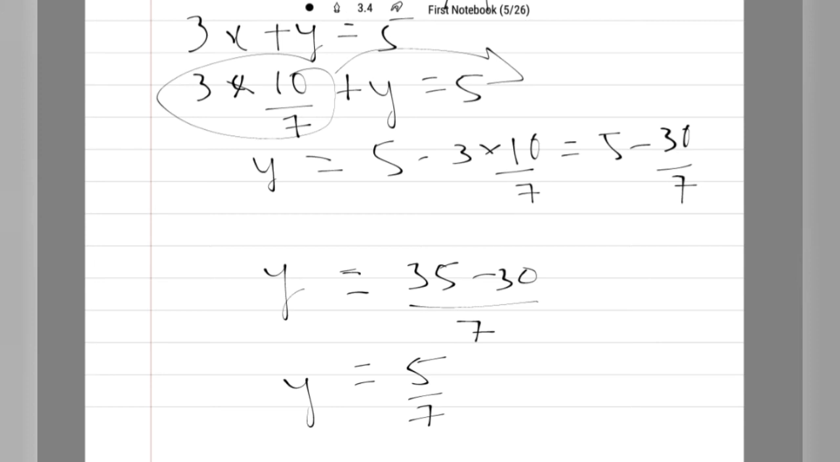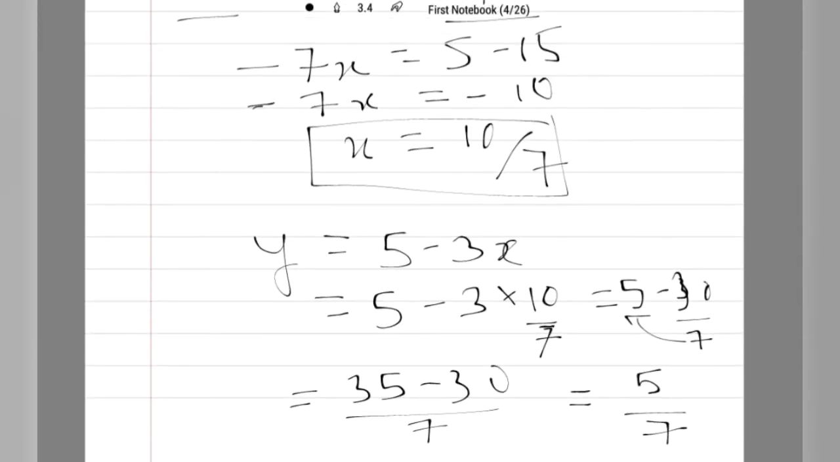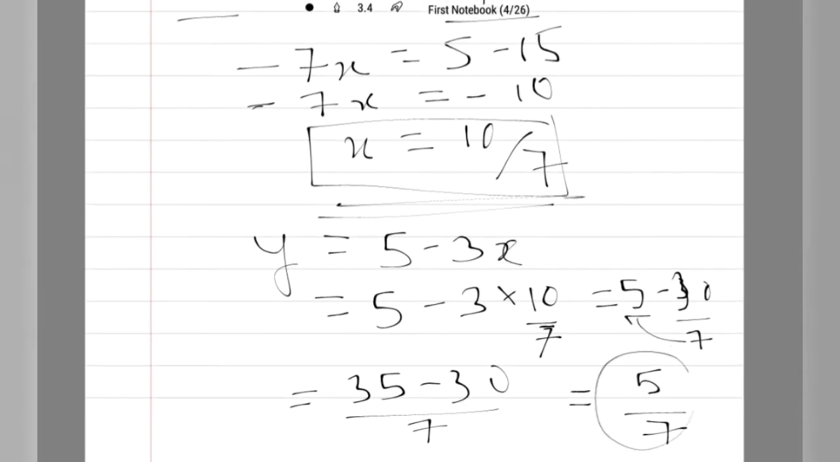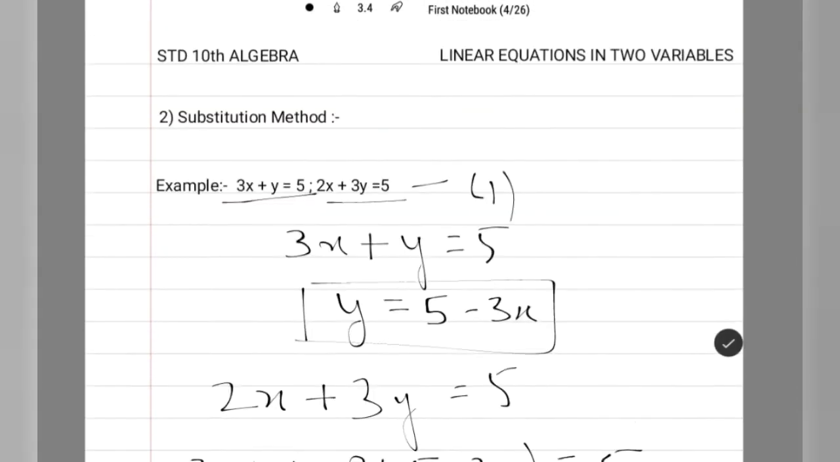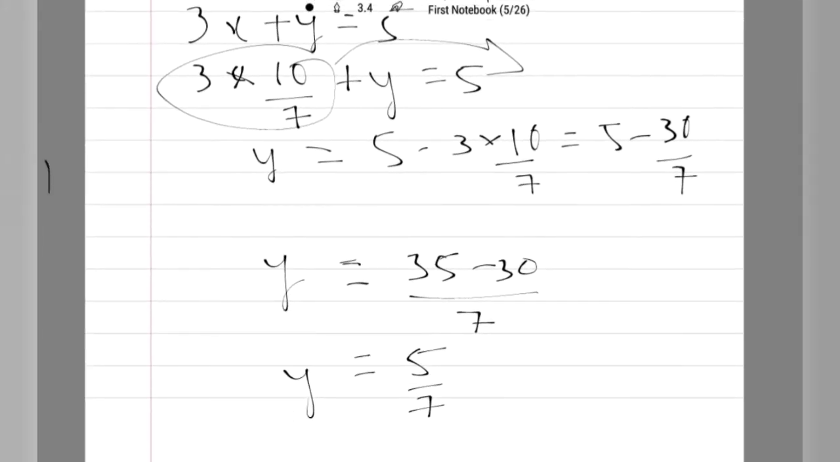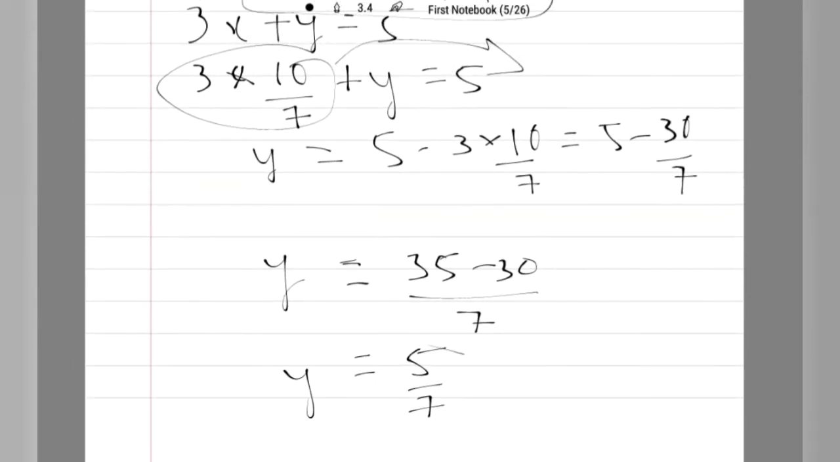If you notice, we get the same values by the substitution method and the elimination method. See here. We get the value of x as 10 by 7 and y as 5 by 7 in the substitution method. Also in the elimination method we get the same values, that is x is 10 by 7 and y is 5 by 7. So you can solve it by any method which is easy for you, which is more understandable, and get the values of x and y.